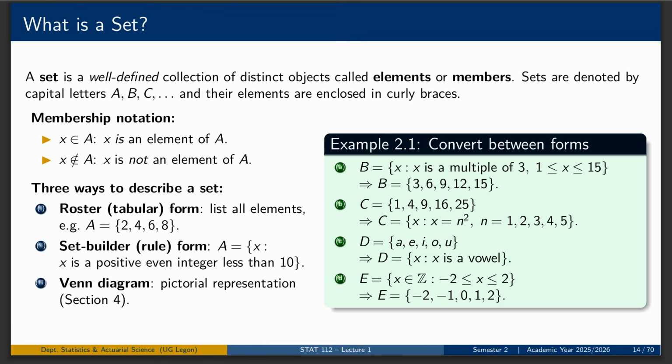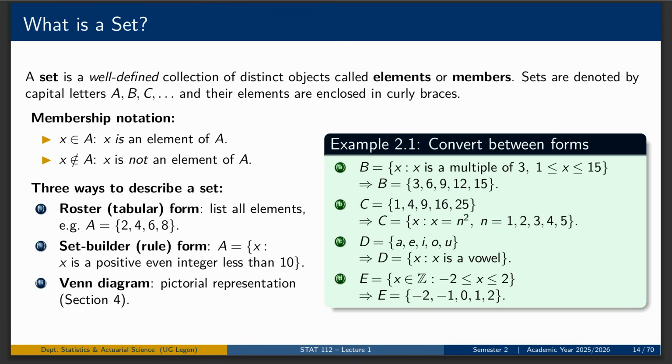Membership notation: if X is a member of A, or an element of A, we write X with this symbol, X belongs to A. If X is not a member, you cross it out, and you have X not a member of A.